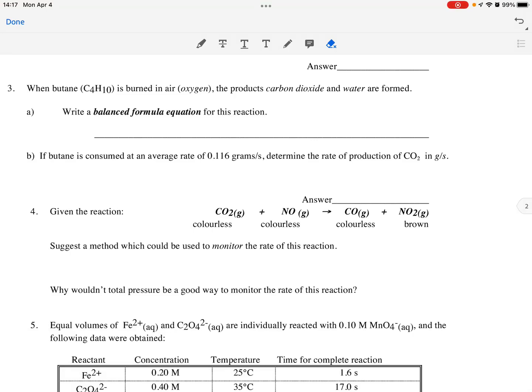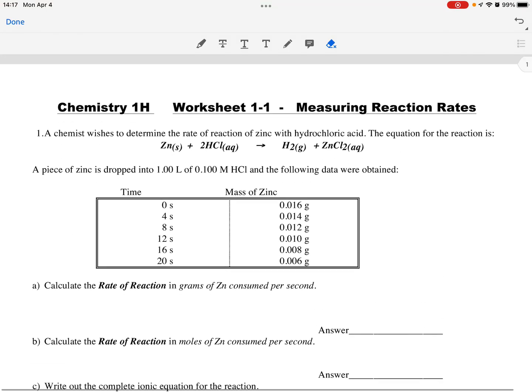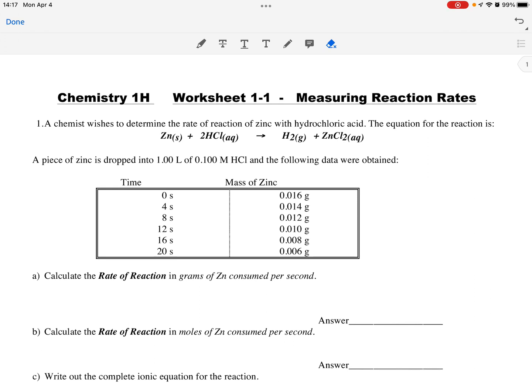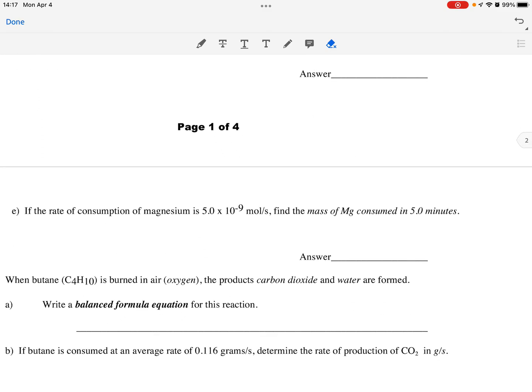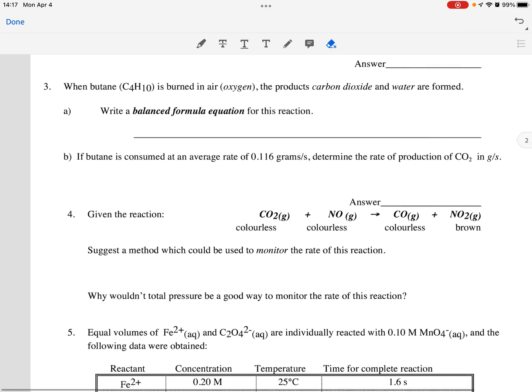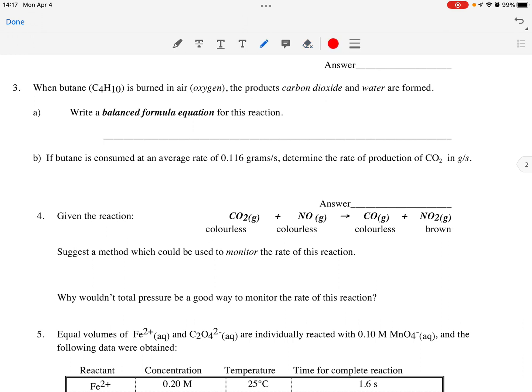We'll be continuing in this packet, and this is worksheet 1.1, measuring reaction rates. Let me get back up to where we're going to be working. I'm going to be starting on problem number 3. When butane is burned in air, our first order of business is to write a balanced chemical equation.